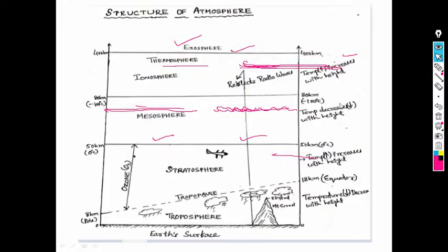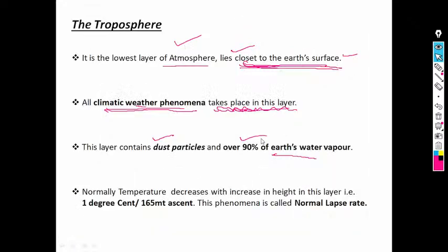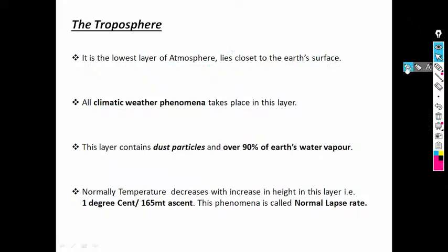Let's look here. See? Here it is raining. All climatic weather phenomena take place here. This is very interesting to know. This layer contains dust particles and over 90% of the Earth's water vapor is concentrated here.